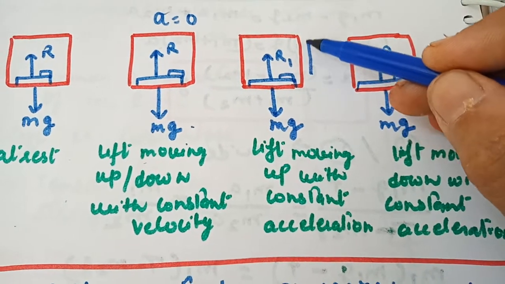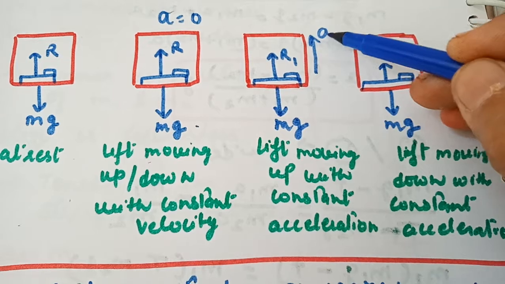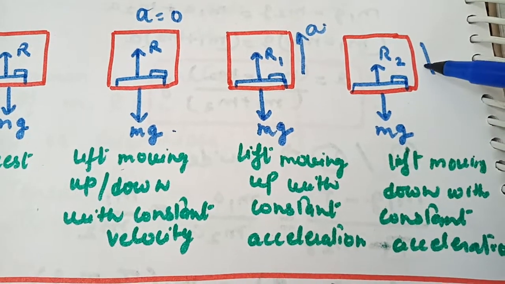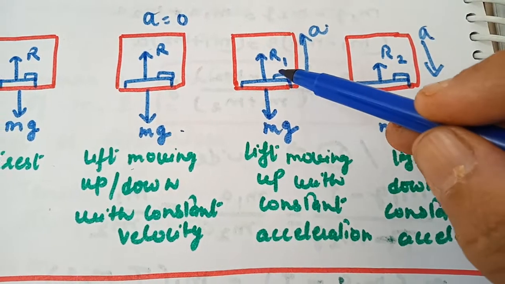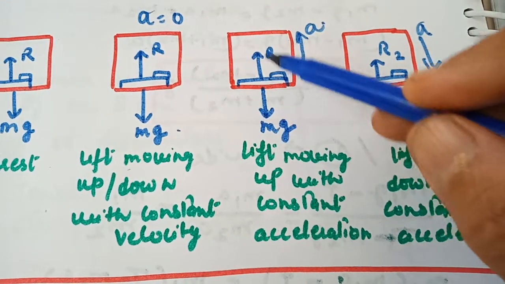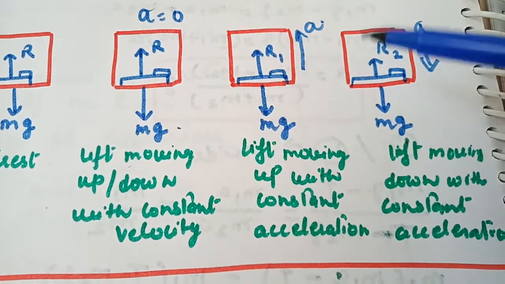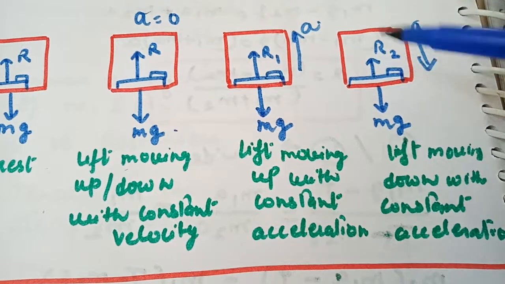Third case, when the lift is moving up with constant acceleration. So if the lift is moving in the upward direction with acceleration a, and if the lift is moving in the downward direction with the same acceleration a, here in this case the formula of the net force will be different as compared to this case.